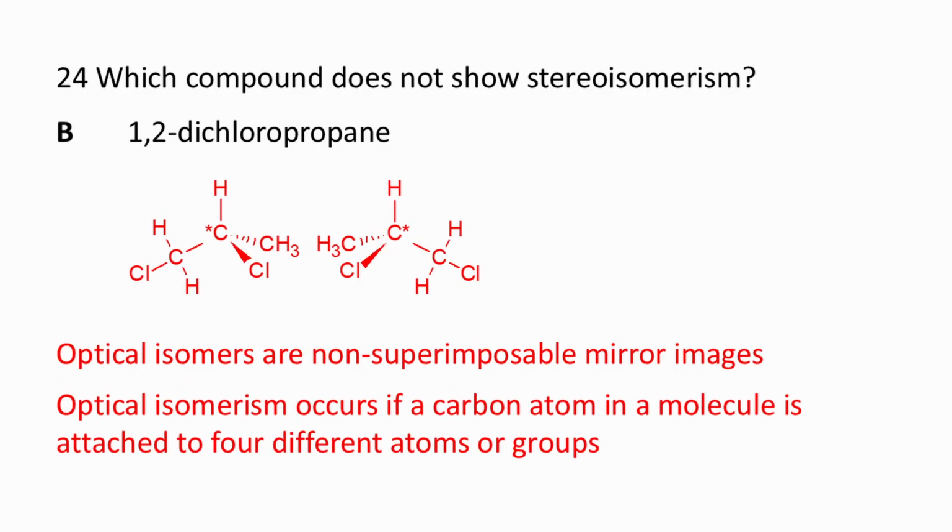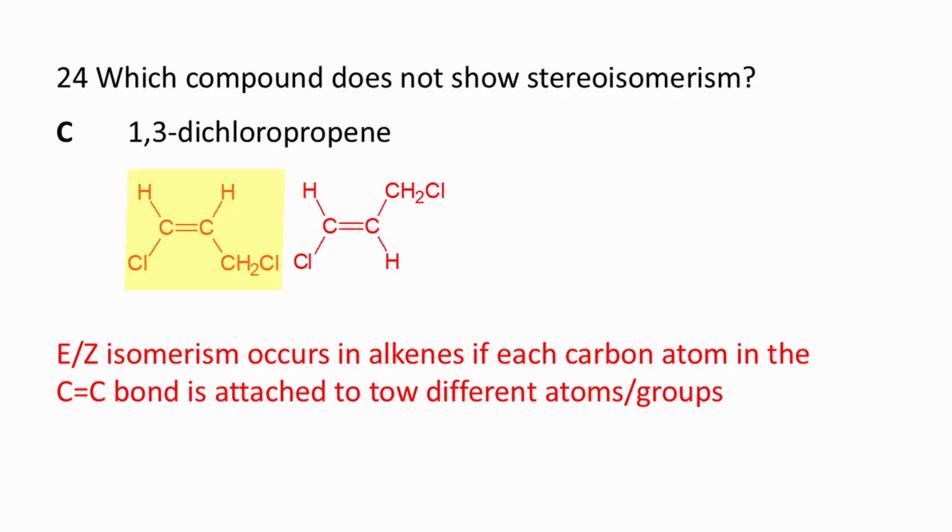If we look at option B, this will exhibit optical isomerism. Optical isomers are non-superimposable mirror images. Optical isomerism occurs if a carbon atom in a molecule is attached to four different atoms or groups. Option C will also show EZ isomerism. The structures of the two isomers are shown here. Post in the comments if you can identify if the E or Z isomer is highlighted.